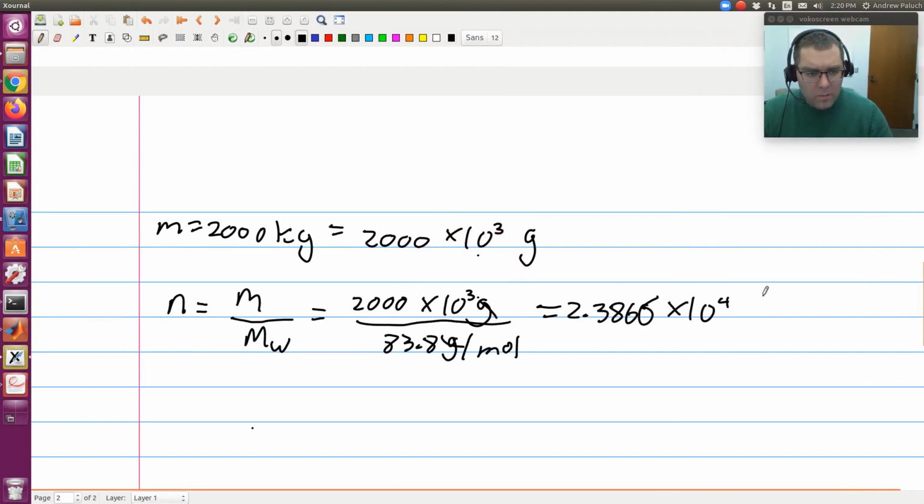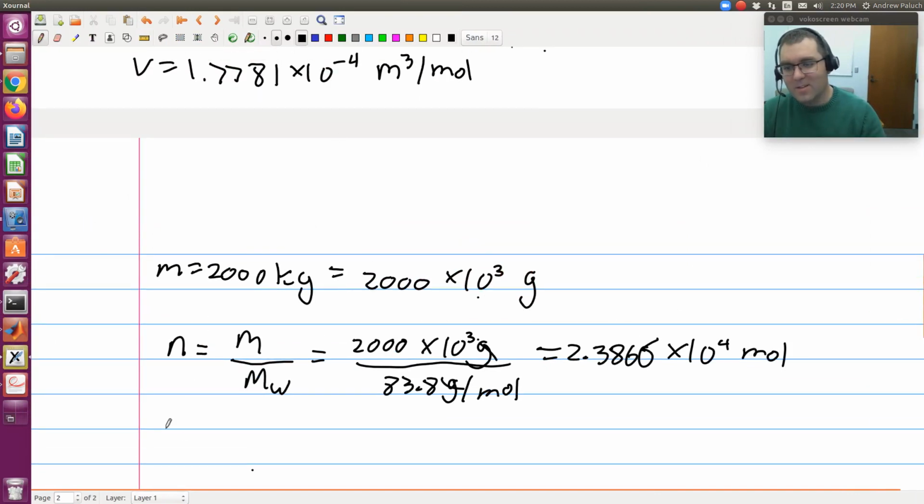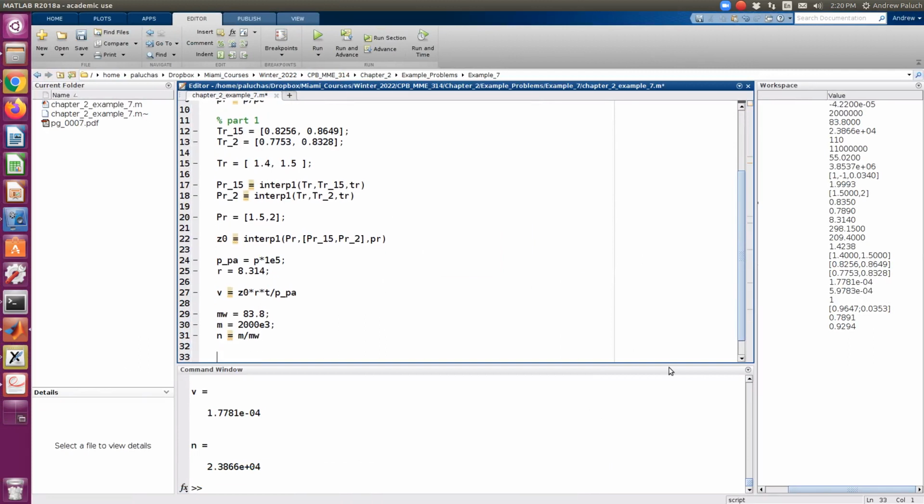Times 10 to the 4 moles. Okay, great. I have this. So then V total equals N times V, where I have N in moles, V is in meters cubed per mole. So I'll multiply them together. I'm going to get units of meters cubed. So V total is equal to V times N.